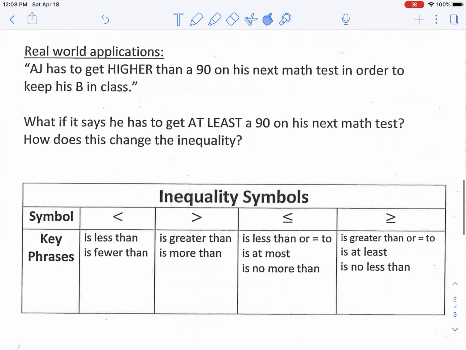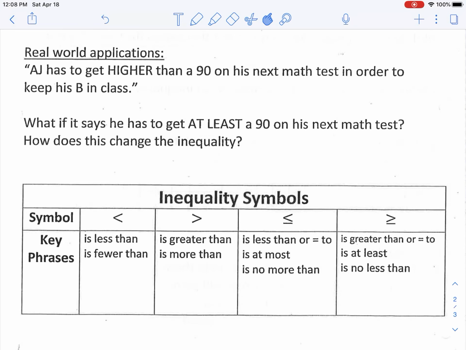All right, we've just got a couple things left to do, and that's talk about real world problems. AJ has to get higher than a 90 on his next math test in order to keep his B in class. Take a careful look at what those words say. Has to get higher than a 90. Well, if he has to get higher than a 90, he can't get a 90, right? So what number is higher than a 90? A 91. So the first thing that you're always going to do is put your x on the left and the number that you see in the problem on the right.